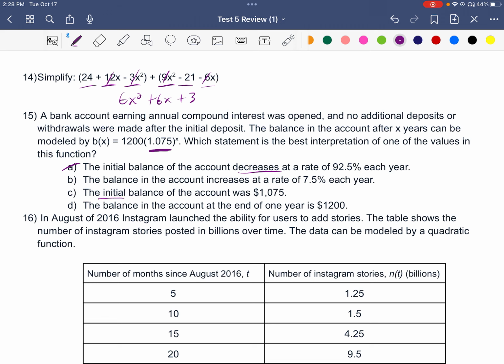The initial balance was $1,075. The initial balance is that number out front. Our initial balance was 1,200. The balance in the account at the end of 1 year is 1,200.